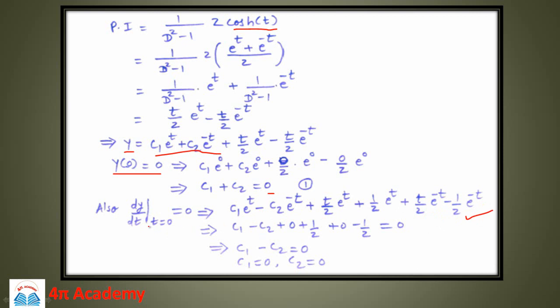Since dy by dt at t is equal to 0, it is also 0. So now we again substitute the value of t as 0, and by substituting the value of t as 0, we get c1 minus c2 plus 0 plus half plus 0 minus half is equal to 0. So this plus half minus half will be 0, and hence c1 minus c2 is equal to 0. Since c1 plus c2 is 0, and c1 minus c2 is 0, it means that c1 is equal to c2. It means that c1 is 0 and c2 is also 0.